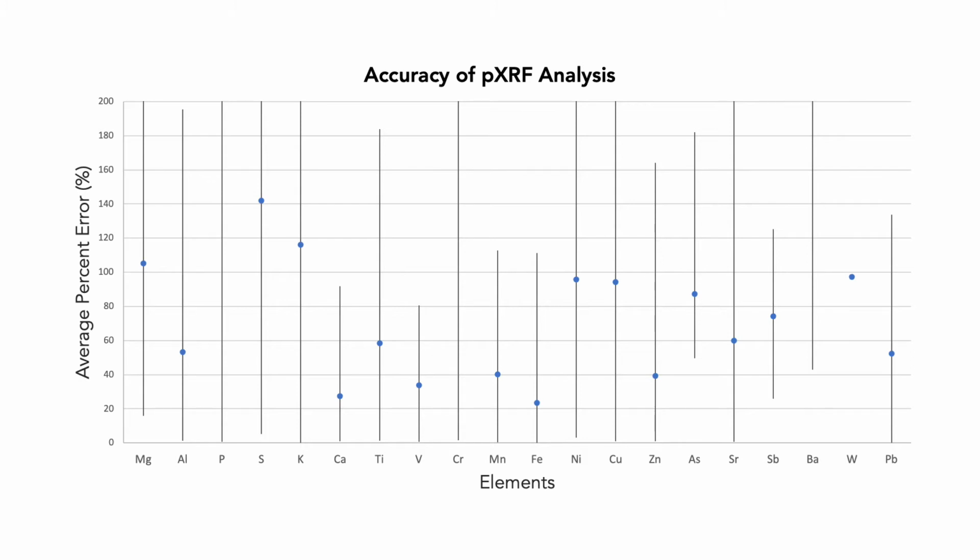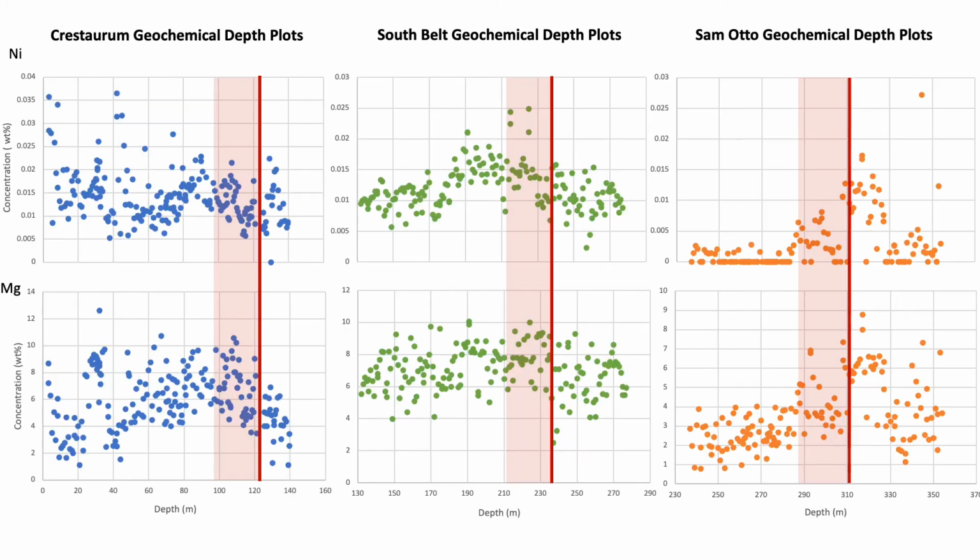Let's look at some of the geochemical trends seen in the analyses themselves. On this slide, I just have some very simple depth plots. Depth in meters is on the x-axis for each of these graphs, and on the y-axis is concentration of the element in weight percent. I've included a drill hole from each of the 3 main areas.